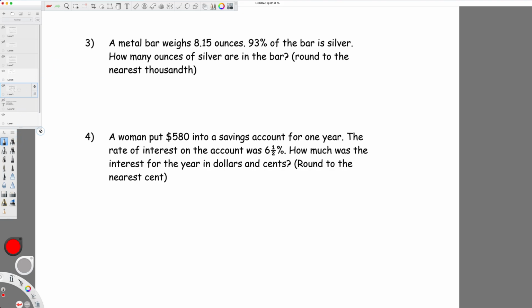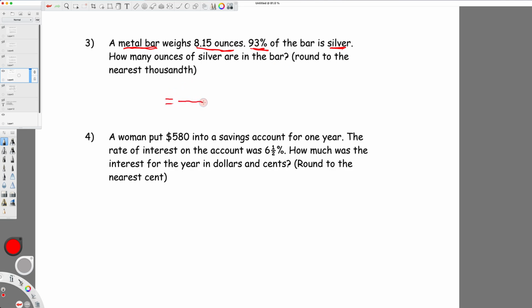So question 3, we have a metal bar that weighs 8.15 ounces. 93% of the bar is silver. So this 93% is silver. This 8.15 ounces is the whole metal bar. It is not just the silver part, it's the whole bar. And the question is, how many ounces of silver are in the bar?